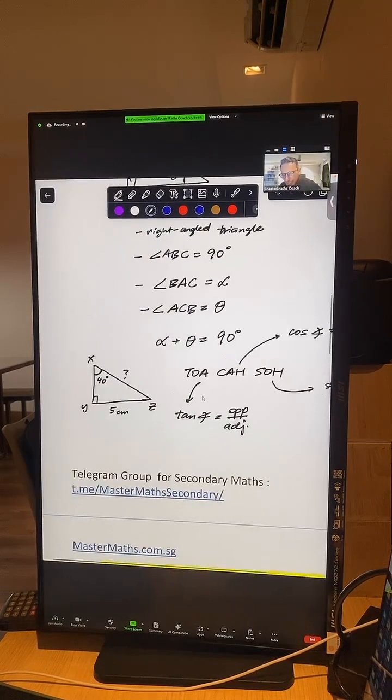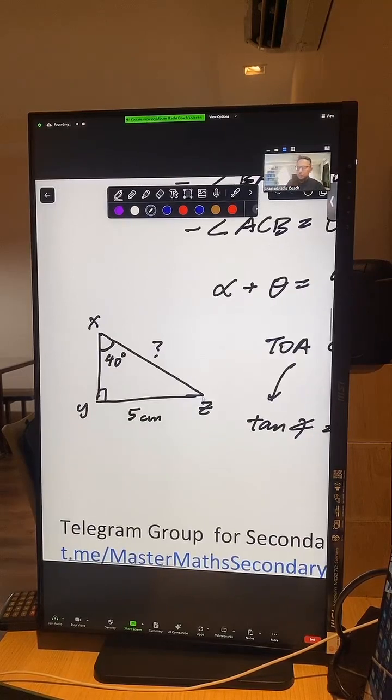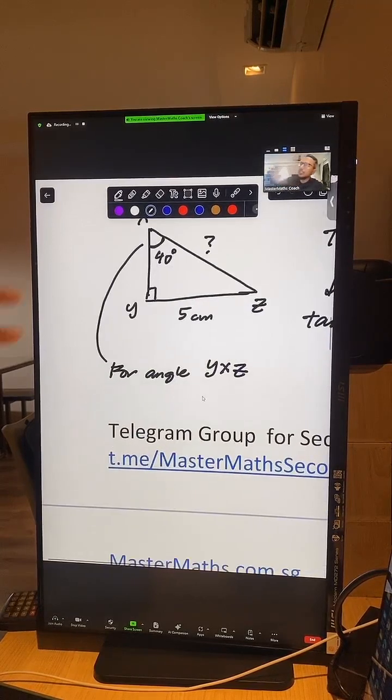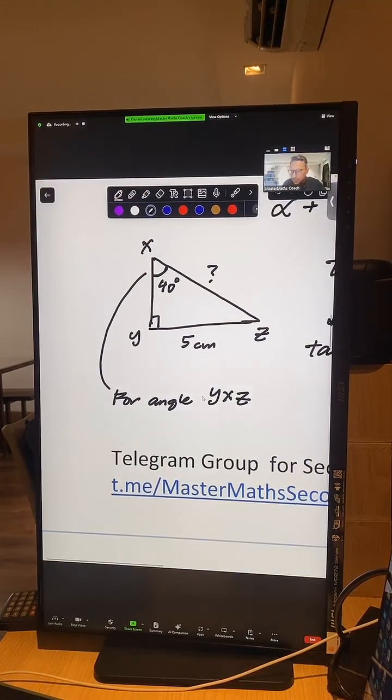All this depends on your angle. So for angle YXZ, this one over here, where is the opposite side? This will be the opposite side. Can see, yeah? This is the angle, and this will be the opposite side. Where will be the adjacent side? For this angle, this will be the adjacent side.